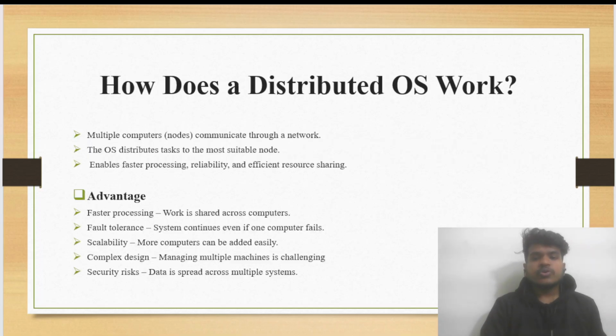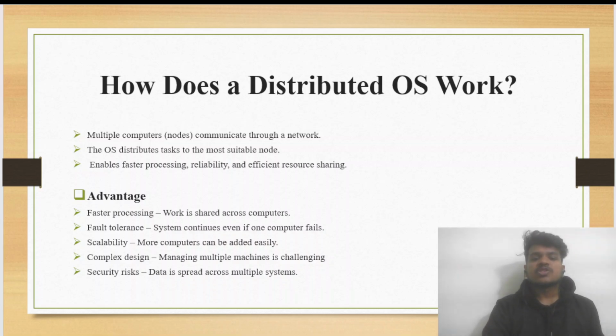Then we should also look at the advantages of a distributed operating system. The processing is faster because the work is divided among multiple computers, so it can process the work faster. Then if one computer fails, others will take over, so there is fault tolerance. We can also scale, and more computers can be added very easily. Then there is efficient resource utilization. No resource is wasted and no single computer is overloaded.